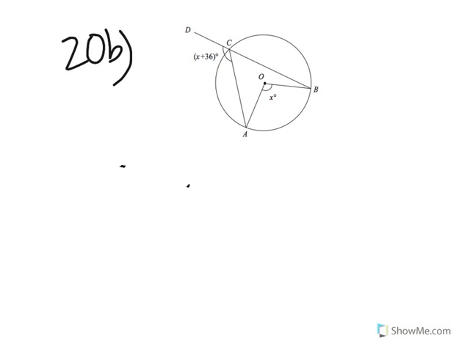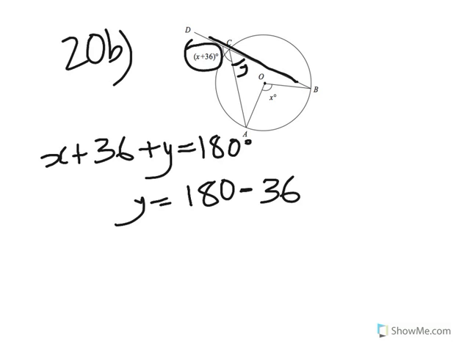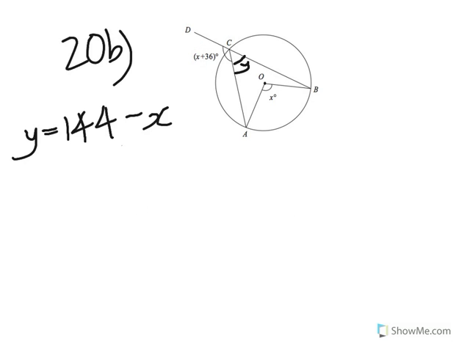So knowing that, we can say that this angle, let's call it y, plus this angle will give me 180 degrees since this lies on this line, right? So we can write an equation for this. So we can say x plus 36 plus y will give me 180 degrees. So y is nothing but 180 minus 36 minus x. And so y is nothing but 144 minus x, because 180 minus 36 is 144.